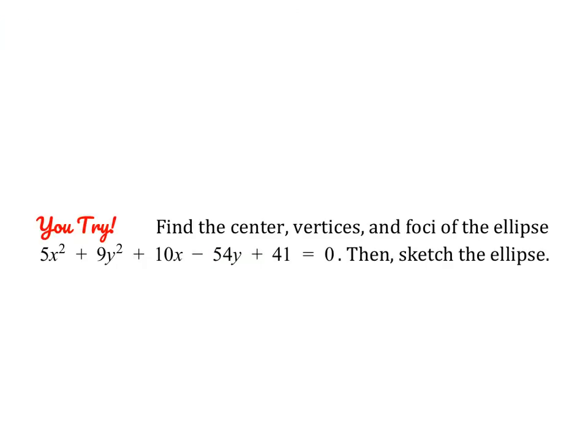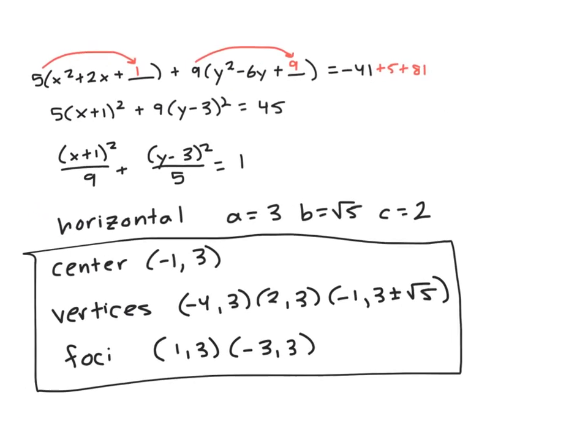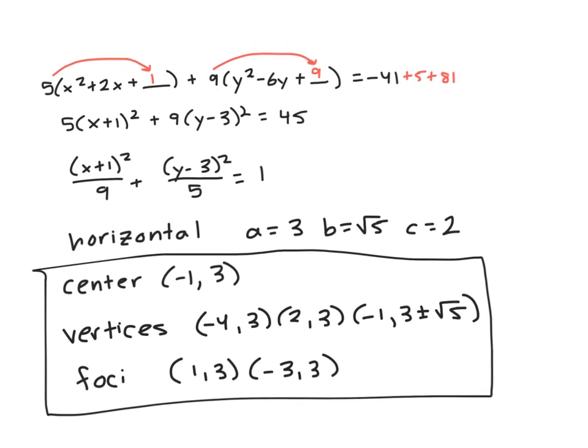Okay, last problem. Go ahead and pause the video and give this one a try. Okay, once again, you have to go through the process of completing that square. Your standard form should end up being (x + 1)² over 9 plus (y − 3)² over 5 equals 1. I see that it is a horizontal ellipse.